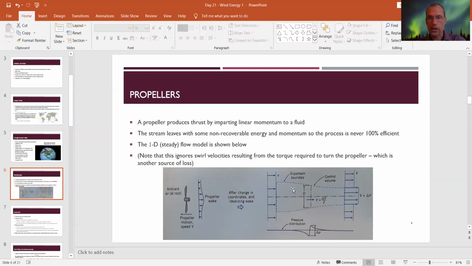So everything inside here is actually having its pressure and velocity changed by the propeller. So as I go through the propeller, I gain an additional velocity. So my velocity coming out of the slipstream, assuming constant velocity, is v plus delta v. So that's using some idealizing of the wake. That's an ideal wake. Everything comes out at a constant velocity.